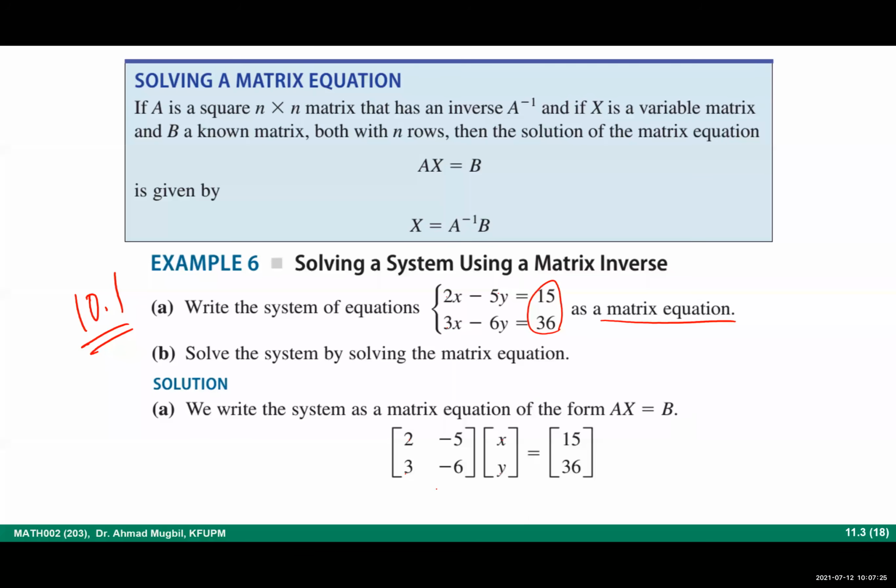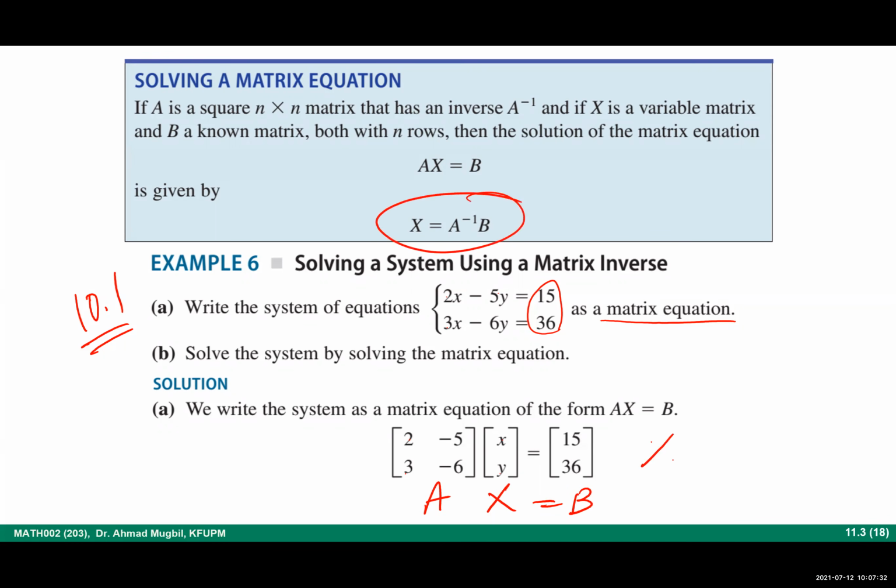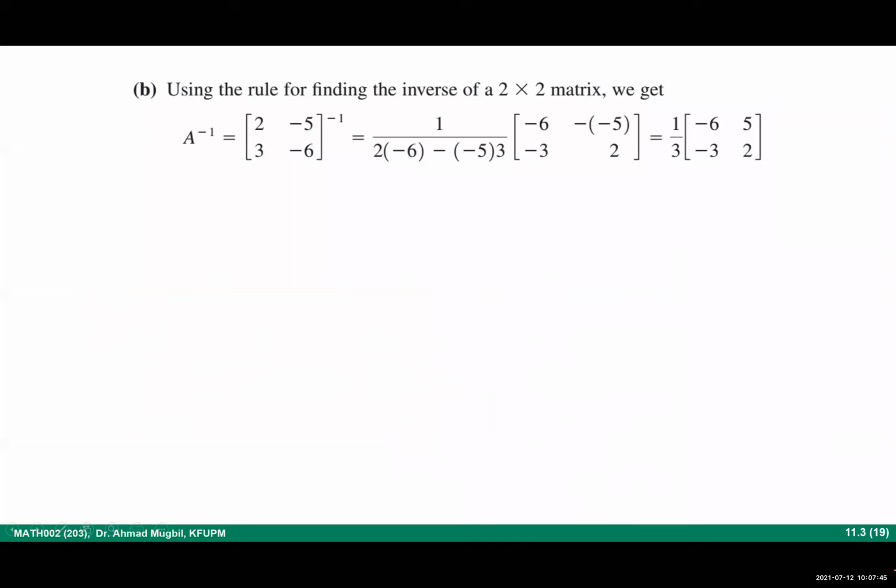Now we will call this A, we will call this X, and this will be B. According to what we did before, X will be A inverse B, not B A inverse, be careful. So you need to find the inverse, then multiply this inverse by B. So we want X to be A inverse B. We need the inverse of A. You know how to find the inverse of 2 by 2 matrices.